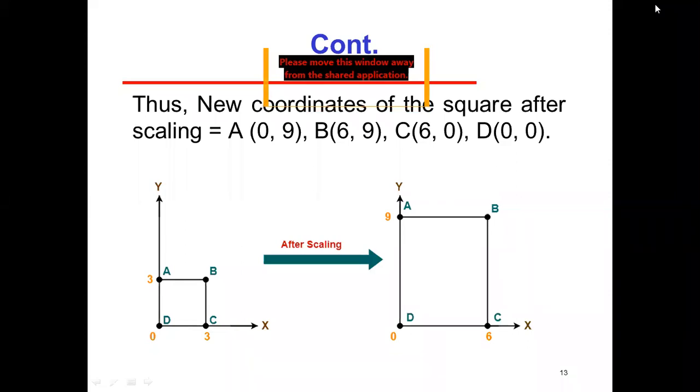Rotation: you are going to rotate your object by the given angle. Why do we rotate our object or image? Because you want to get more visibility. That's why we use the rotation transformation, so that as per the need of the user, we can rotate our image or object to a particular angle. That is called the rotation transformation.